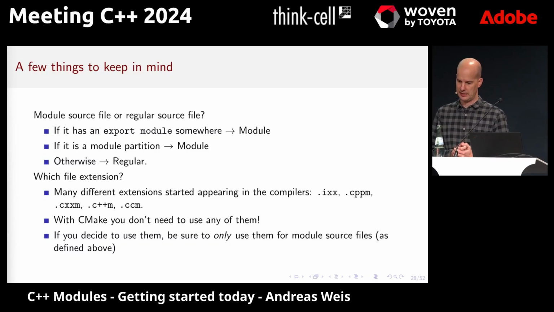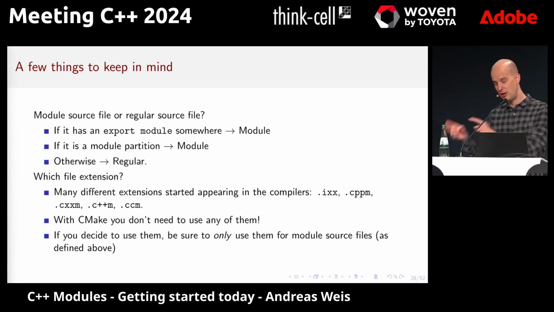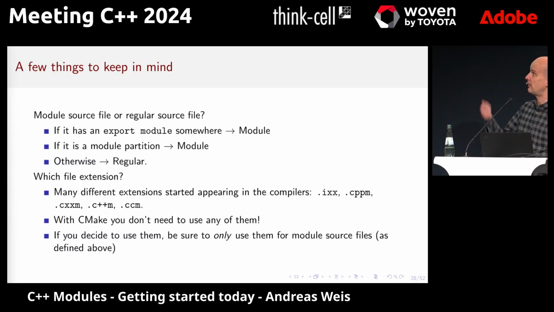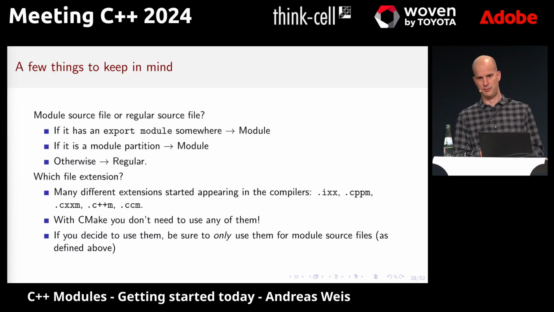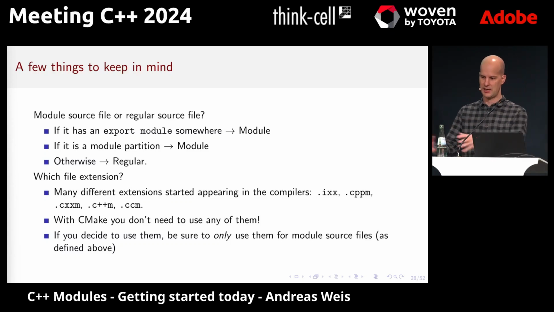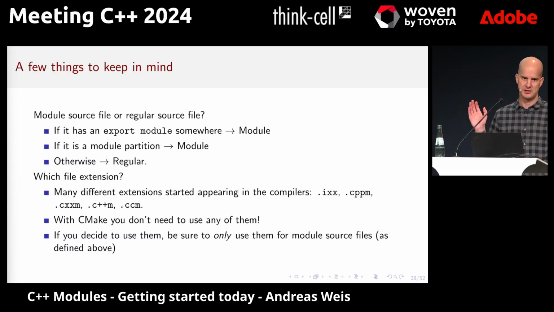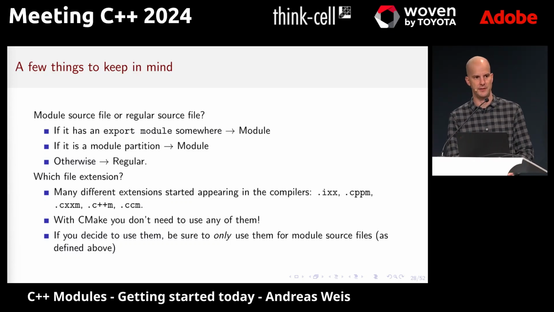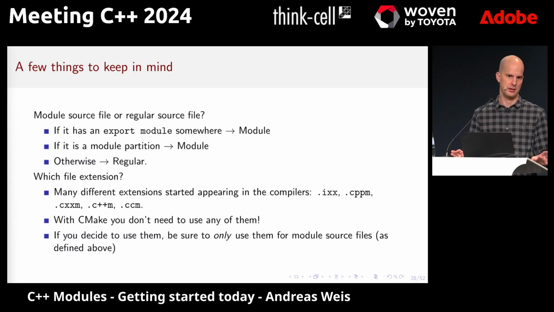And I think that is probably the best way to go, because the problem is if you are using these special extensions, you should only be using them again for what qualifies as a module source file above. Otherwise, your compiler will treat the source as a module source, and you might again get weird errors. So my recommendation would be to just stick with whatever file extension you had before. I'm also using .cpp in all of the examples here, and only make the distinction in the build system.